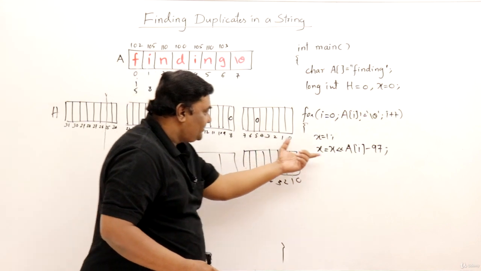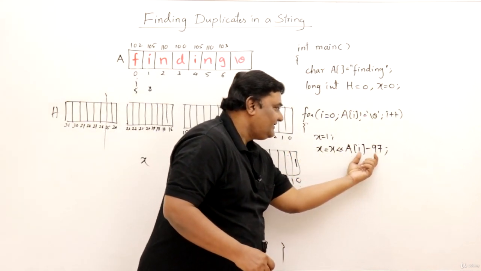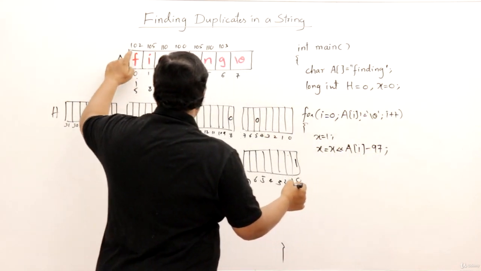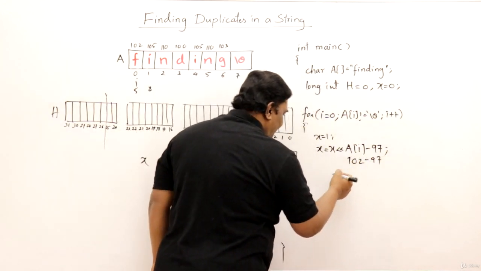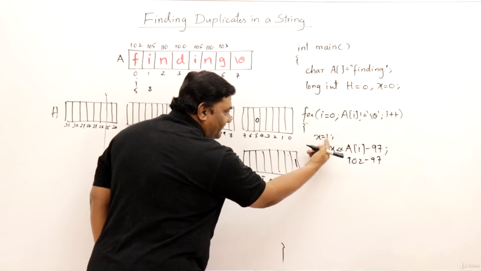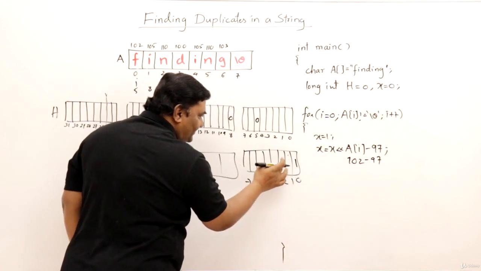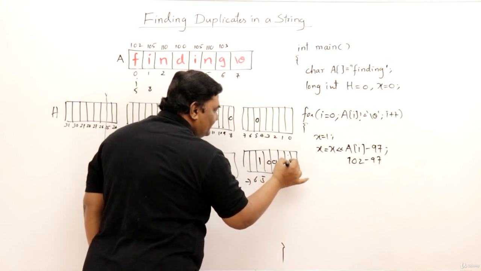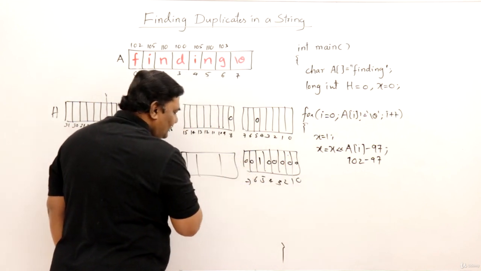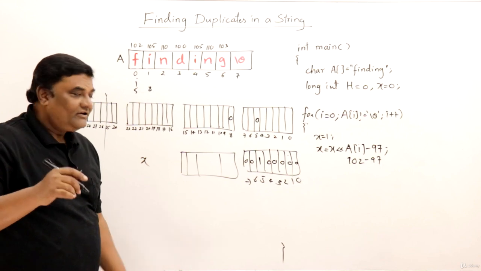Now first set it as 1. Then left shift this x by these many times. So how much is it? Right now f is 102. So 102 minus 97 is 5. So it will shift this value 1 by 5 places. 1, 2, 3, 4, 5. So 1 comes here, and all these are zeros. So I got 1 here.